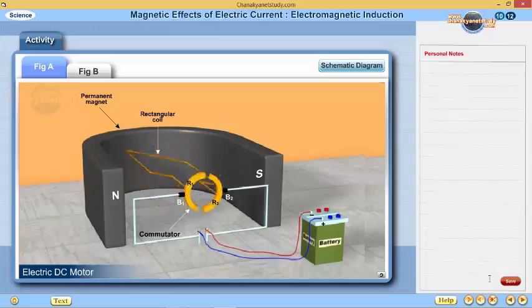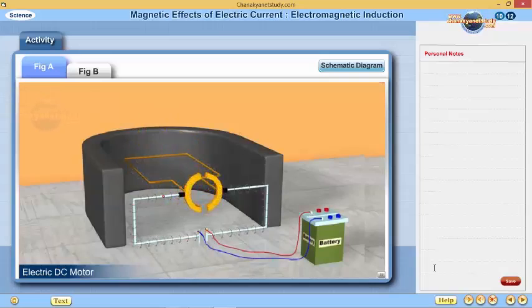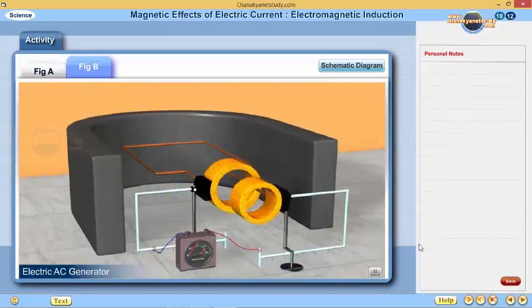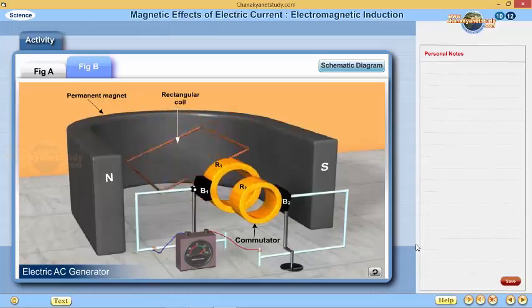Similarities in the construction of an electric motor and an electric AC generator. The armature coil, strong magnet, and carbon brushes are the same in both the equipments. Dissimilarities in the construction of an electric motor and an electric AC generator. A battery is used in an electric motor but not in an electric AC generator. A split ring commutator is used in an electric motor while rings are used in an electric AC generator.